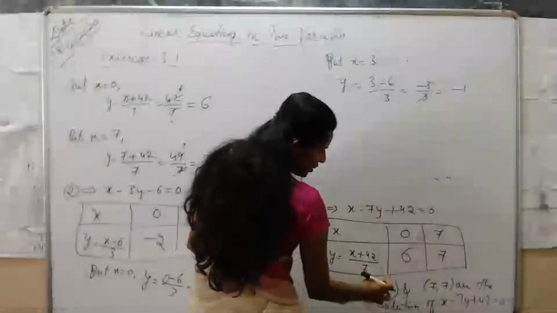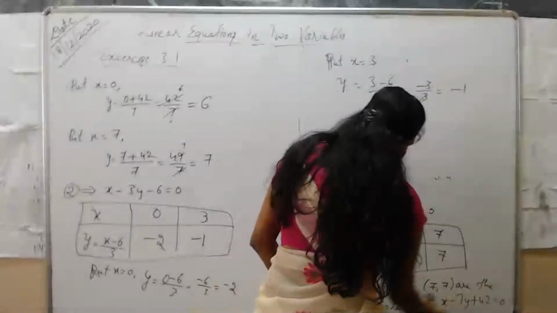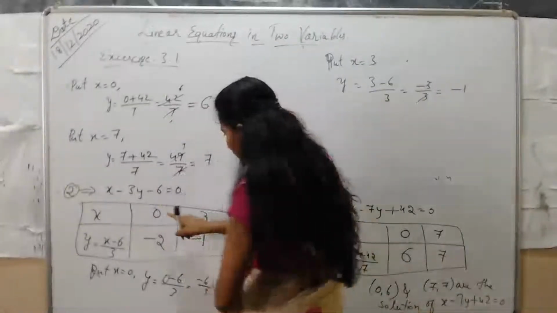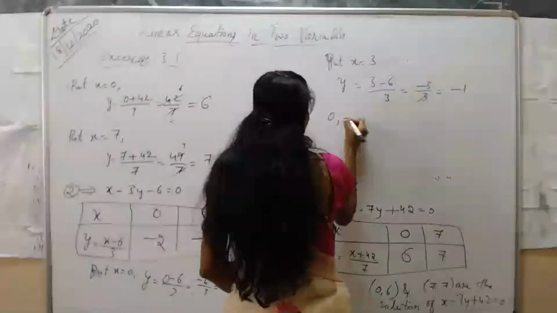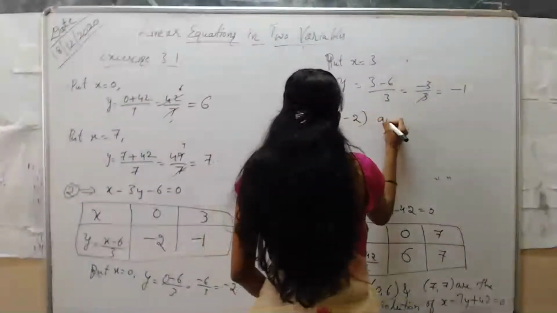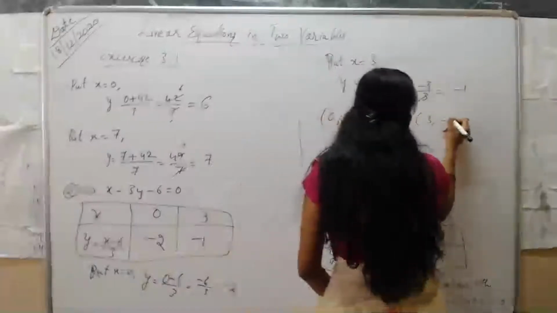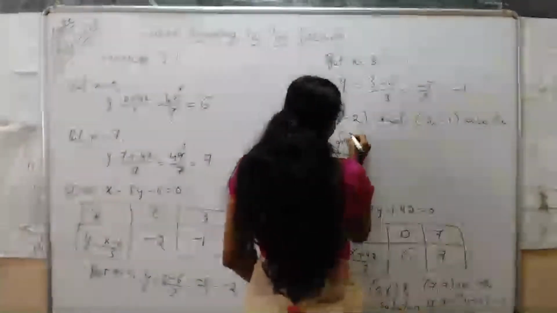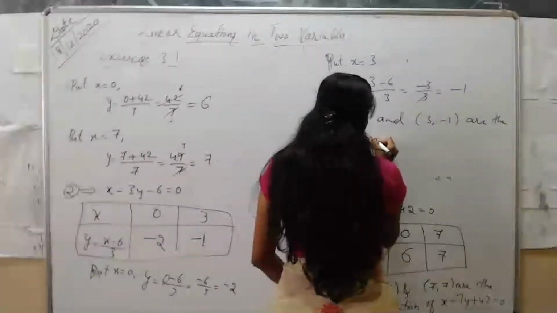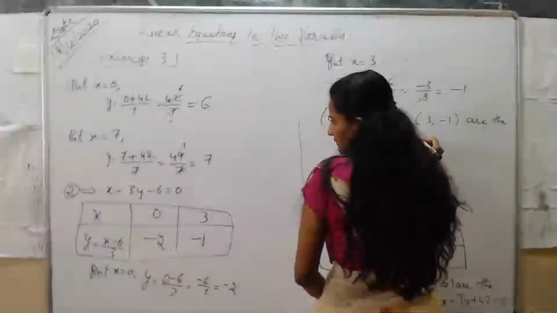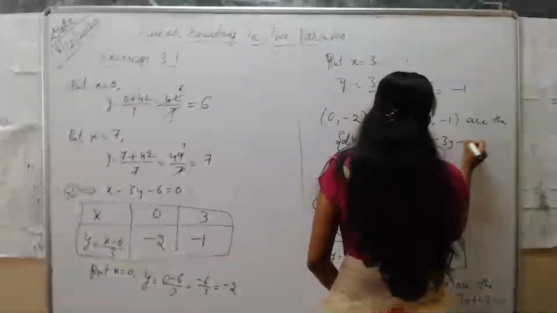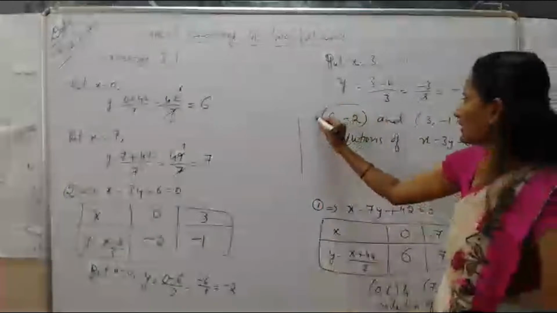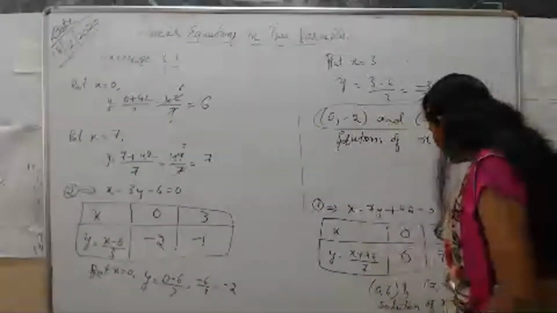Now, what are the solutions here? For equation 1, (0, 6) and (7, 7) are the solutions of the equation. Here, what are the solutions? (0, minus 2) and (3, minus 1) are the solutions of what? Equation 2. What is equation 2? x minus 3y minus 6 equals 0. Now we got the solutions.